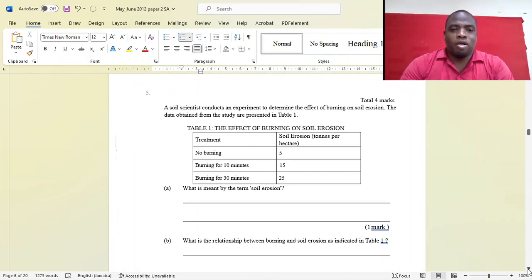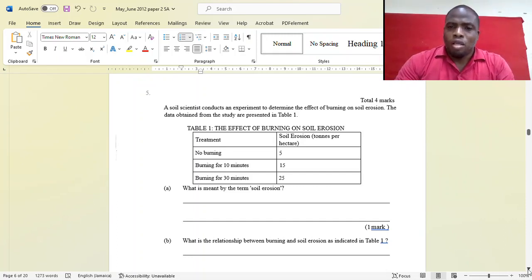We are moving on. A soil scientist, and this could have been one of the careers we didn't mention, deals with the management of the soil, and with the chemical and physical properties of the soil. So the soil scientist conducts an experiment to determine the effect of burning on soil erosion. The data obtained from the study are presented in Table 1. But before we move to Table 1, we just want to talk a little bit about burning. And we know that burning may have a positive advantage or a disadvantage.